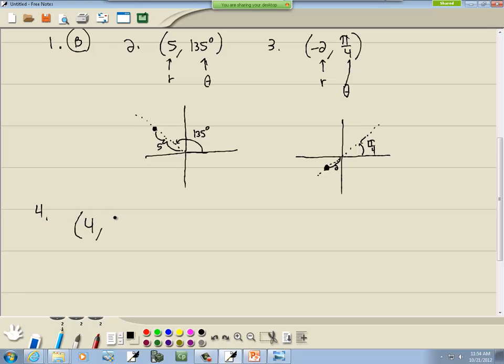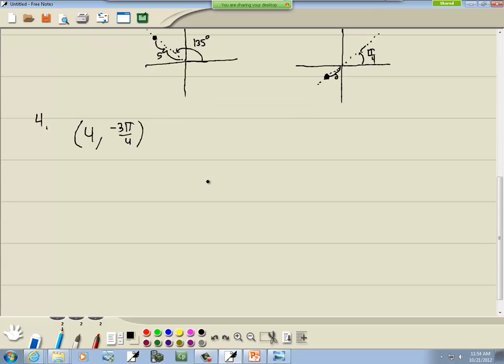So we got 4, negative 3 pi over 4. Well, again, this is r, and this is theta. Negative 3 pi over 4. Well, if I start here and I go back that way, negative, you go in this direction, clockwise. Here's pi over 4, 2 pi over 4, that's 3 pi over 4. Now, it's a positive 4, which means we're going to go out a distance of 4 in the same direction as this angle. So again, this right here would be a distance of 4.